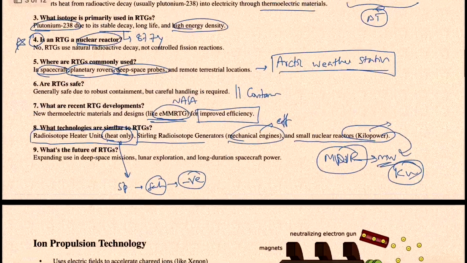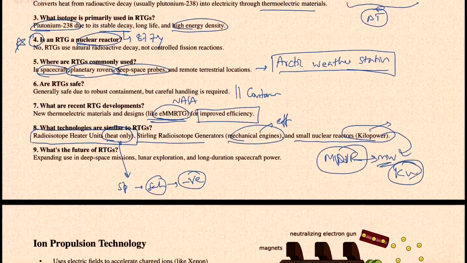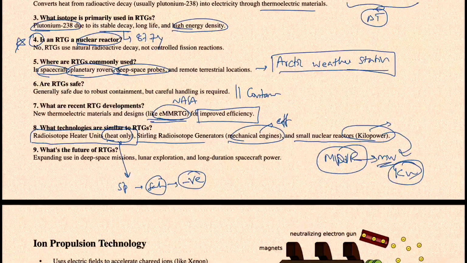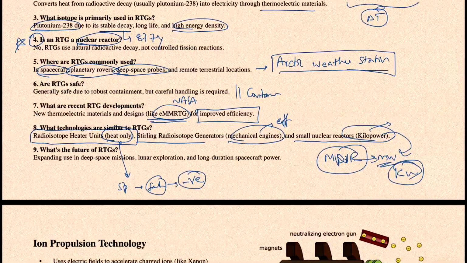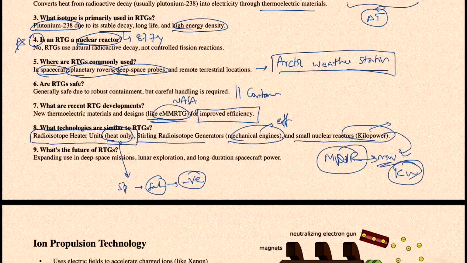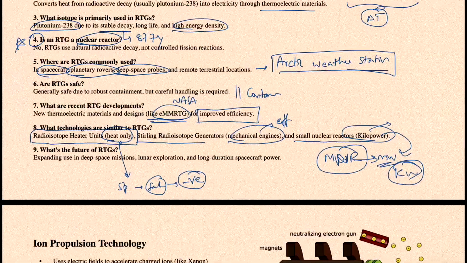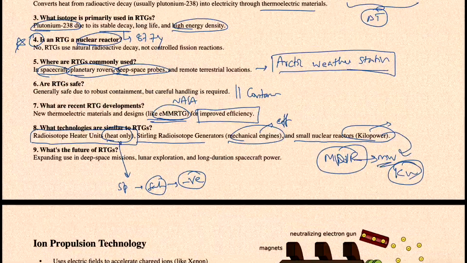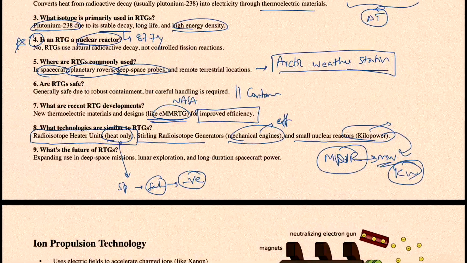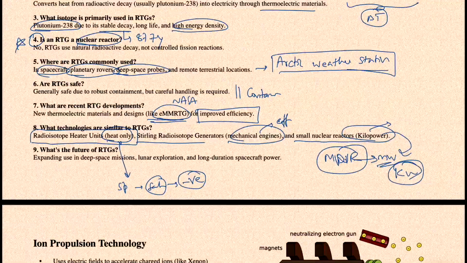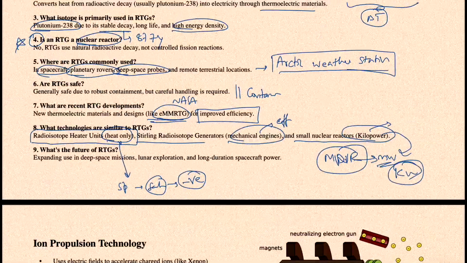And the future of RTGs, we can say: as India is planning the Chandrayaan mission, and we are also planning to send astronauts to space, the Gaganyaan mission and all, obviously we'll need some trustable source of energy that generates heat and electricity. So RTGs are a way forward for this.